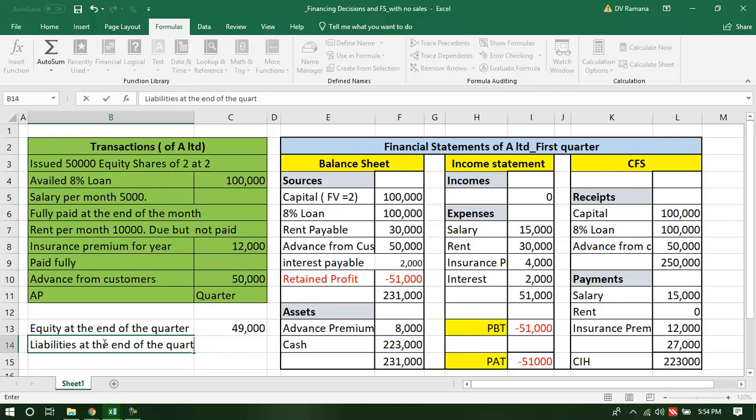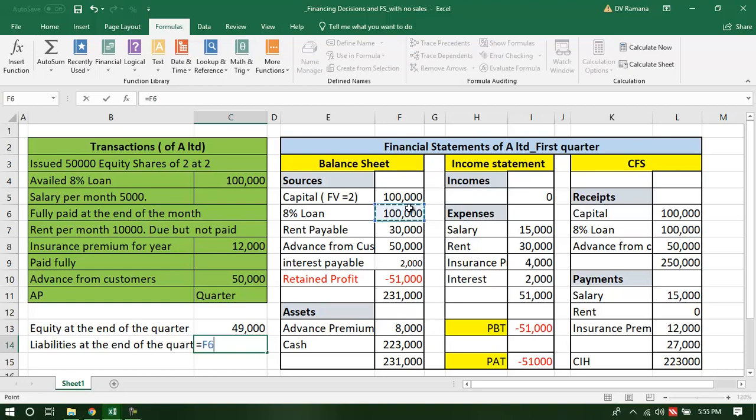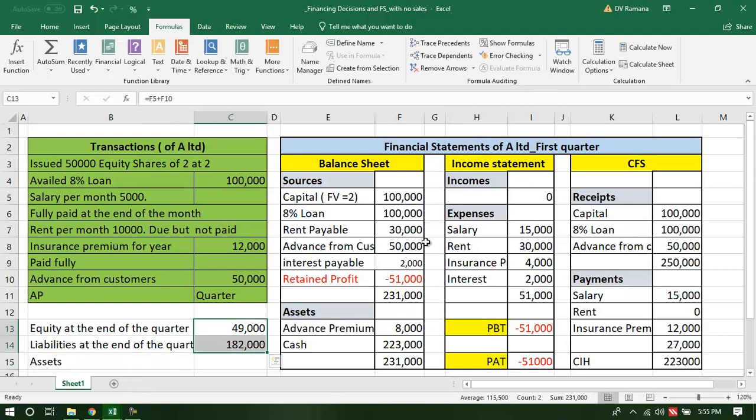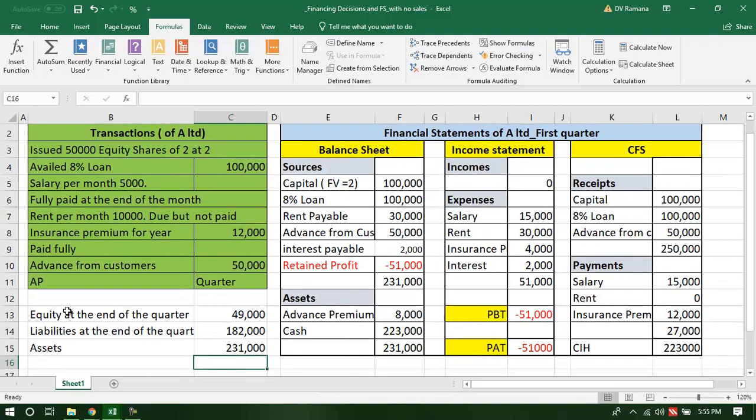Liabilities at the end of the quarter are equal to loan payable plus rent payable plus advance from the customer plus interest payable. And assets at the end of the quarter will be equal to 231. So 231. That also completes the accounting equation.